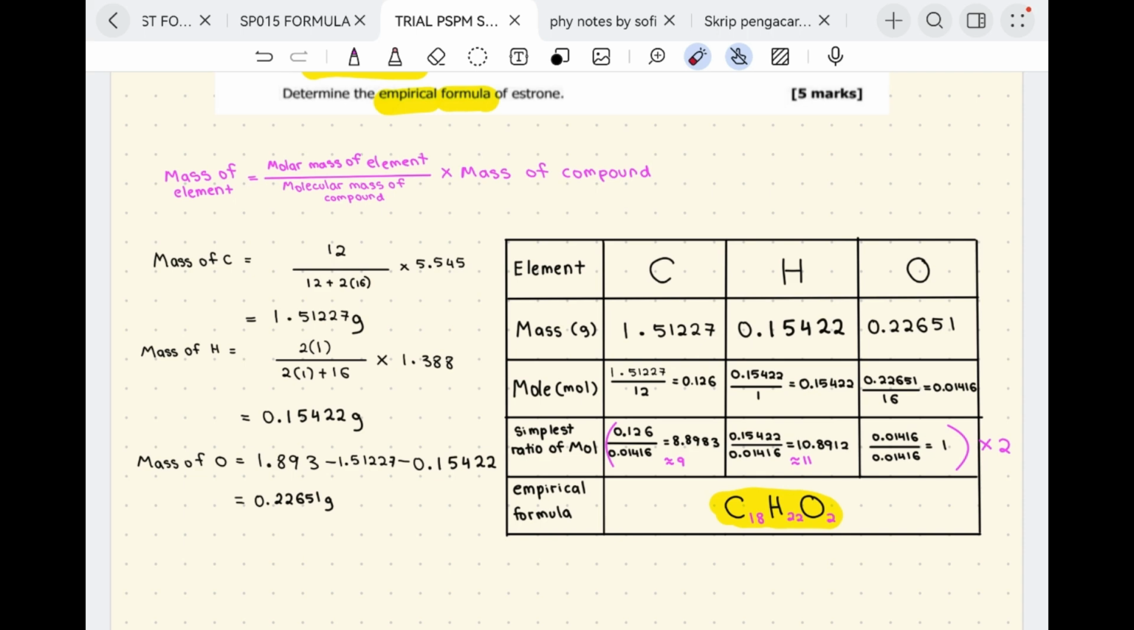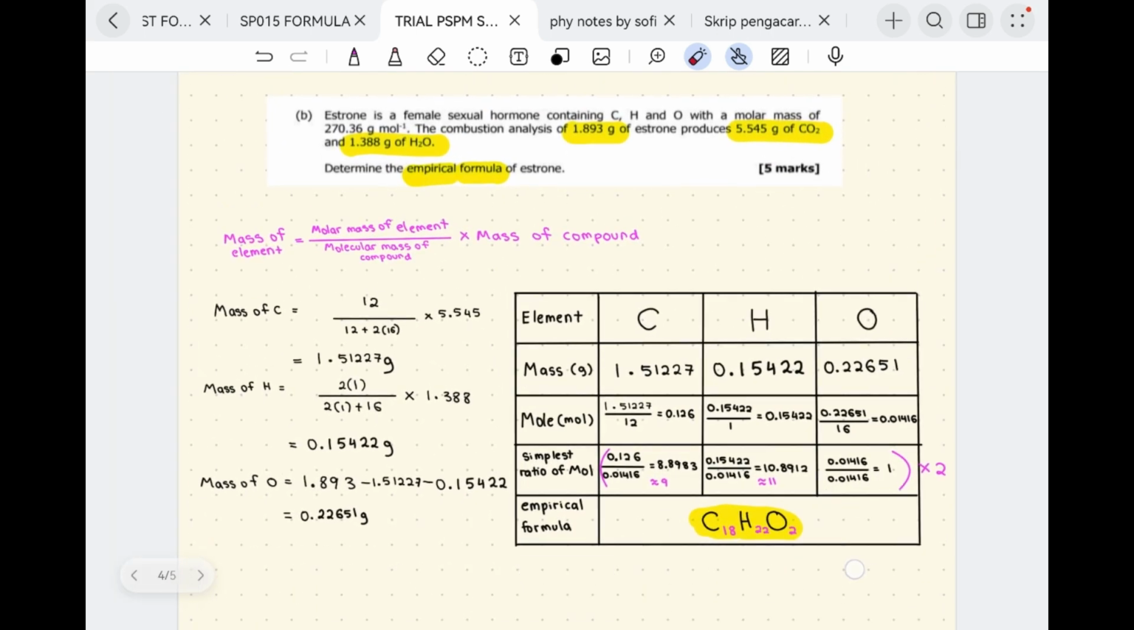To get rid of the decimal places, I need to multiply by 2, and only then will I get a round answer: the number of carbon is 18, the number of hydrogen is 22, and for oxygen is 2. And now we get the answer for the empirical formula.